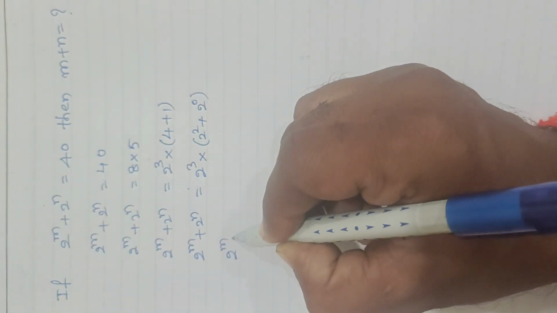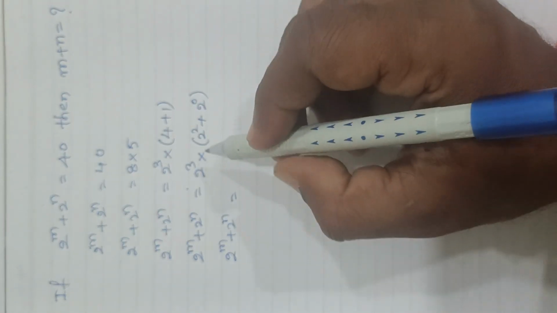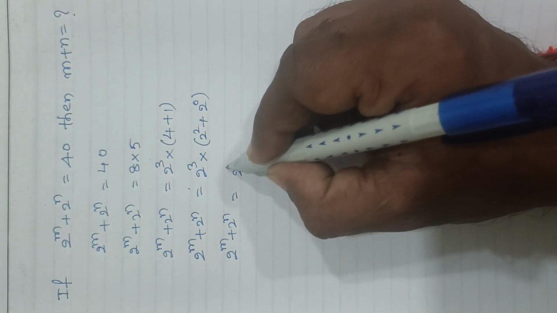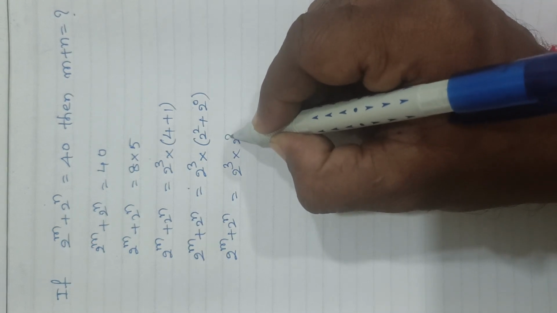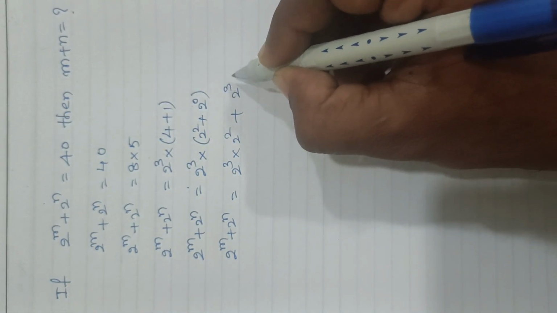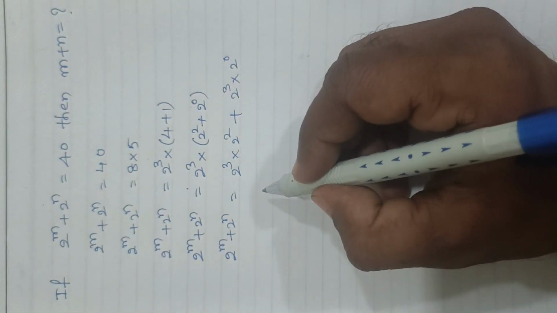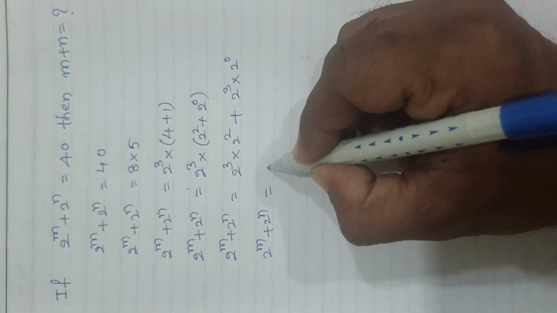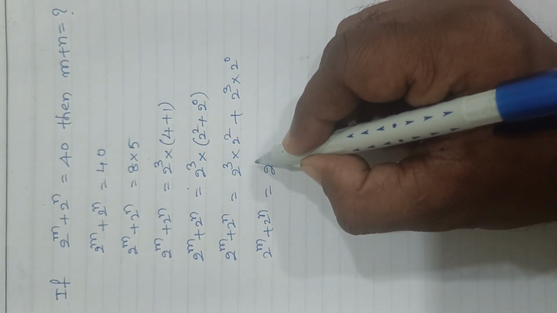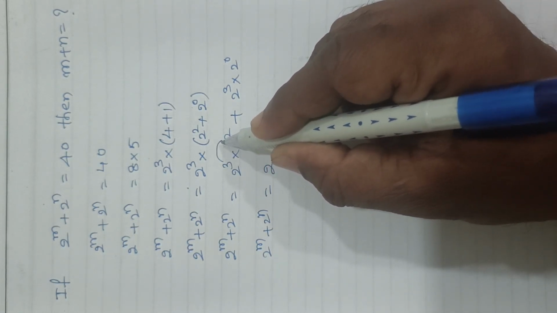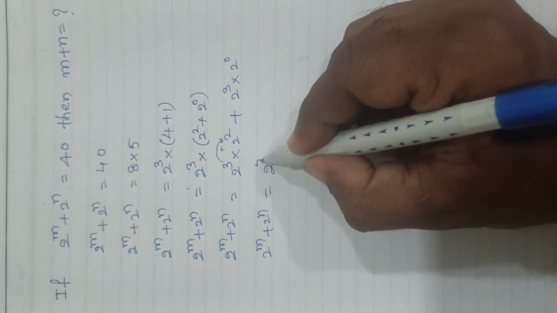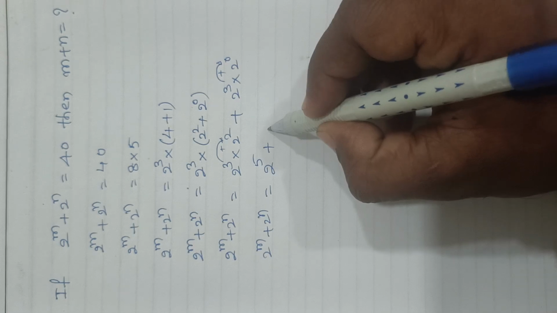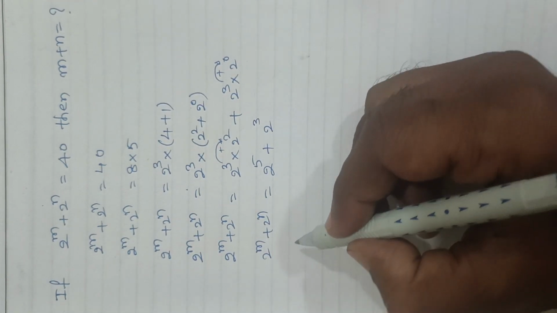So 2 power m plus 2 power n is equal to, with respect to 2 cube, you can multiply this totally: 2 cube into 2 square plus 2 cube into 2 power 0. Now 2 power m plus 2 power n is equal to, the bases are equal so add the powers. That means 3 plus 2, how much? 5. Plus here 3 plus 0, how much? 2 cube.